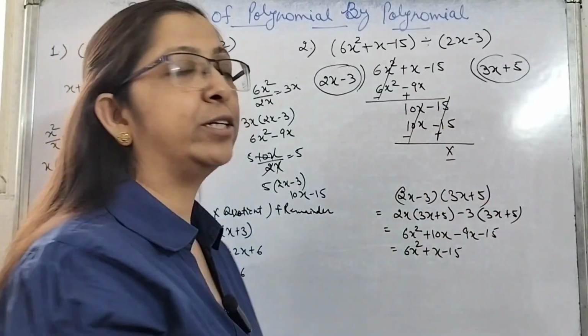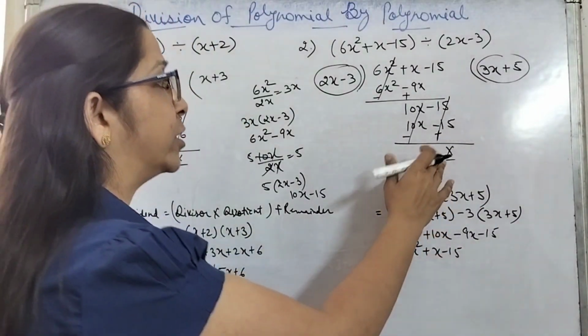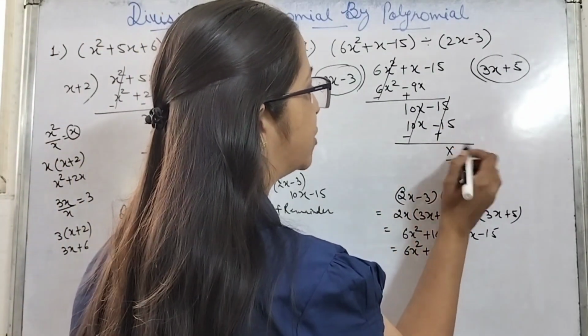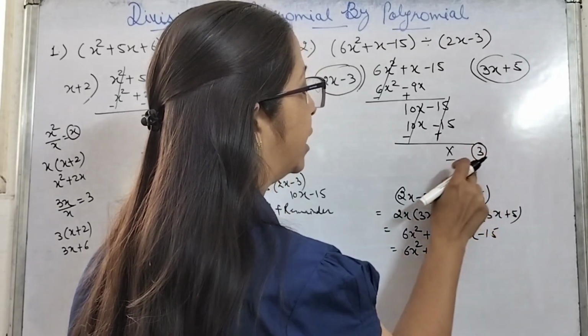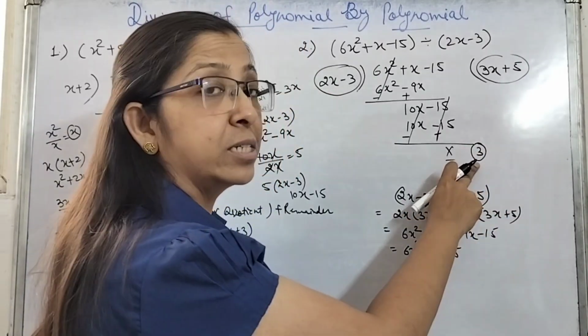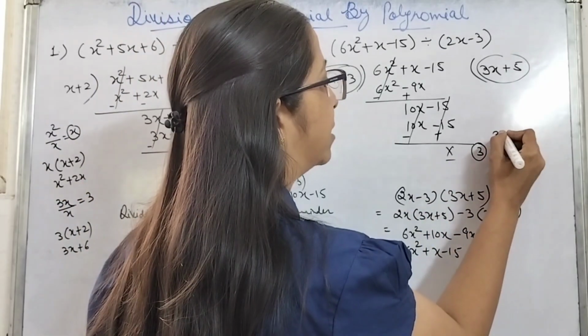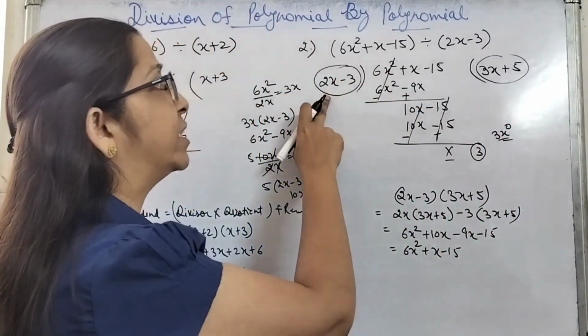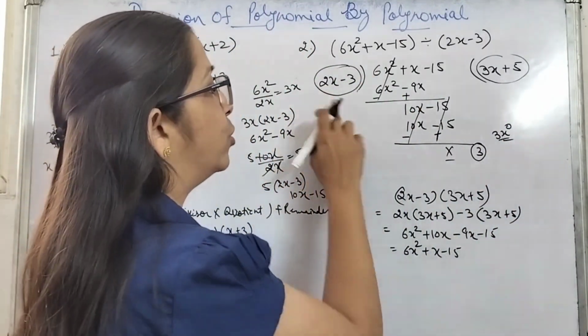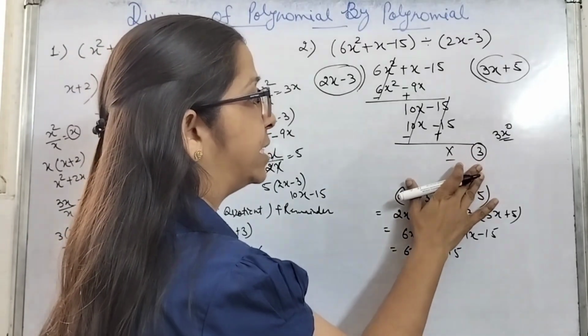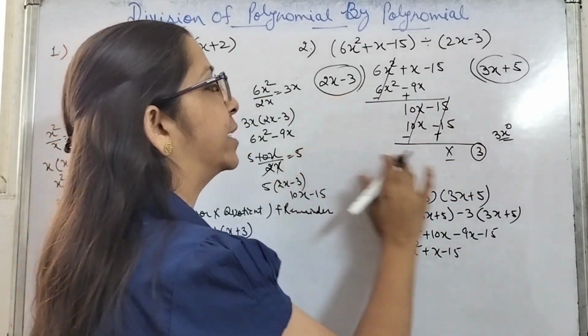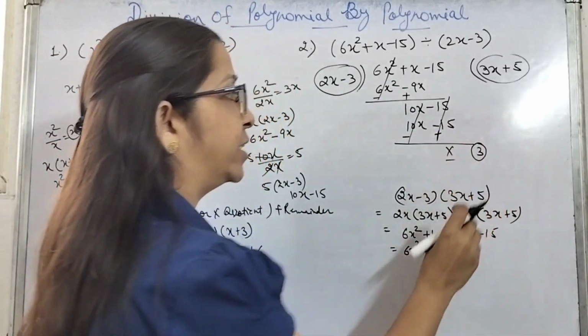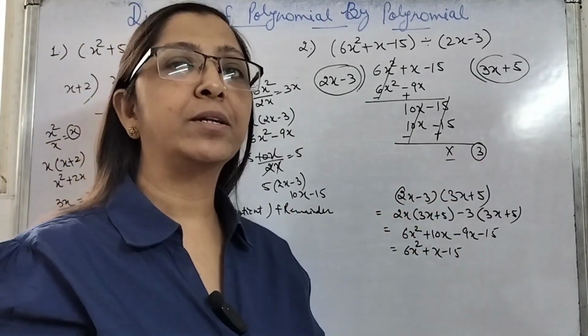If it is coming equal to 0, then it's okay, and if it is not coming equal to 0, suppose over here instead of 0 it is coming 3. Now the degree of this 3 is 0, because 3 could be written as 3x raised to the power 0. That means the degree is 0 over here and the degree of the divisor is 1. So the degree of the remainder is less than the degree of the divisor. In that case, we will stop further division and this will be your remainder.